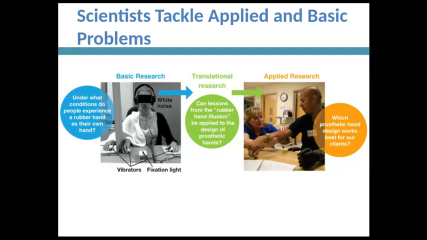So the basic research is asking, does this theory work in general? And then you can apply it to something specific. And in between that, sometimes we have what's called translational research, which bridges the gap between basic and applied research and asks the question, can the lessons from this rubber hand illusion be applied to designing prosthetic hands? Then when we apply it, we say which of these prosthetics works the best, feels the most real, and makes the clients the most happy.